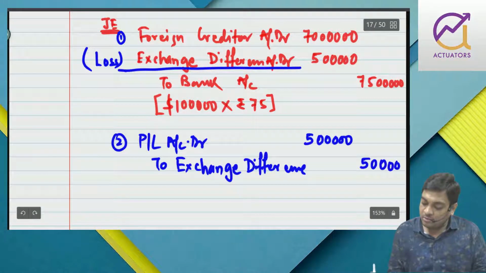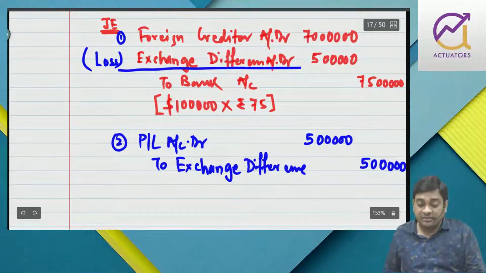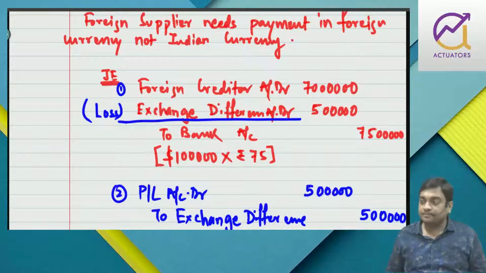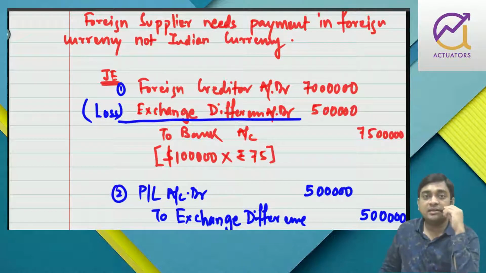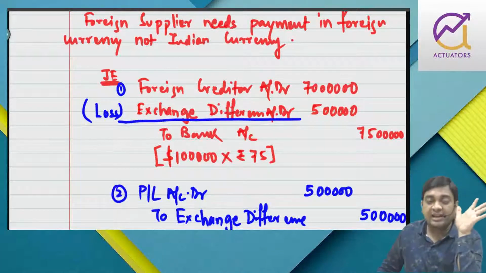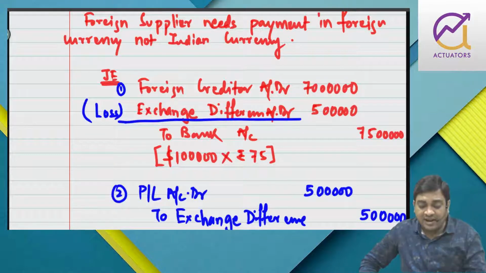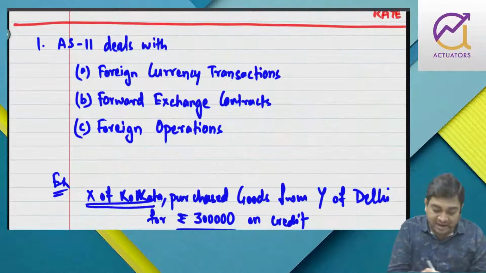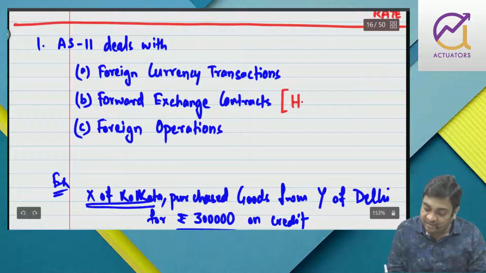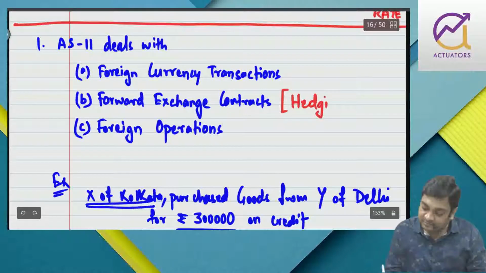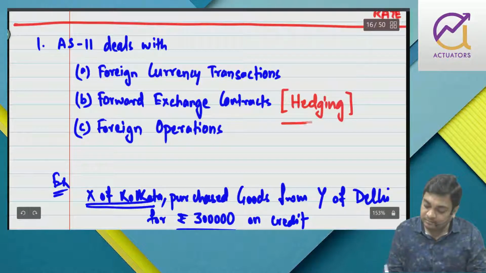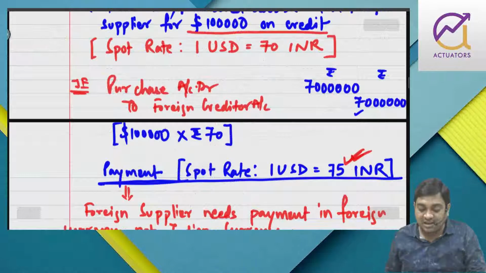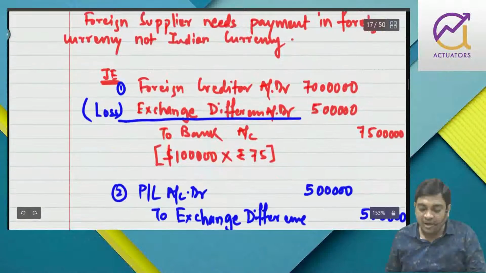This is how transactions entered with foreign parties are reported in your books of accounts. The foreign supplier will demand payment in foreign currency, right? And I told you that you can enter into a forward exchange. This is known as hedging. So in this case, I have not hedged myself. There is no hedging in this case.